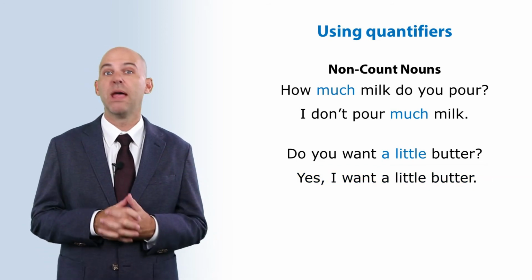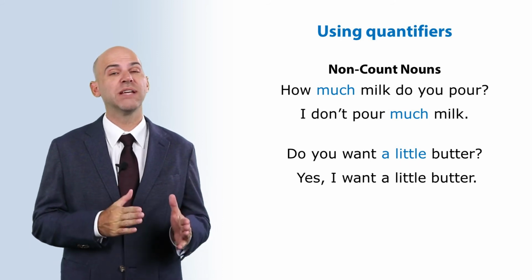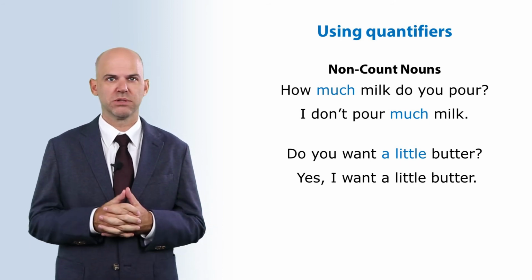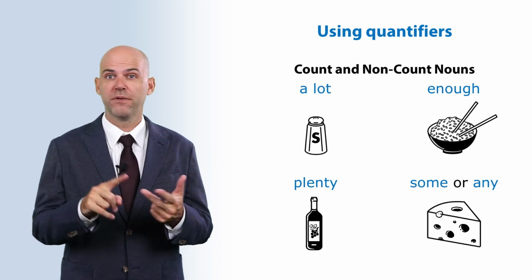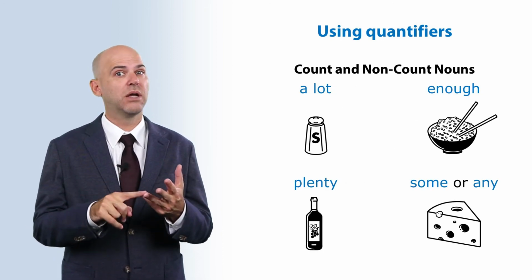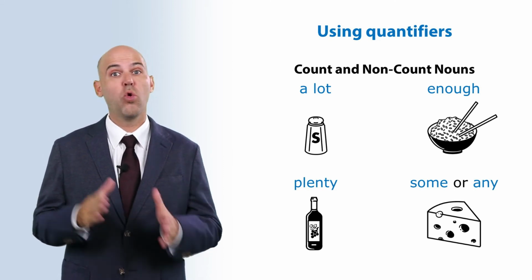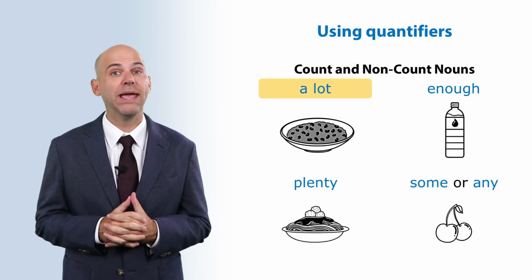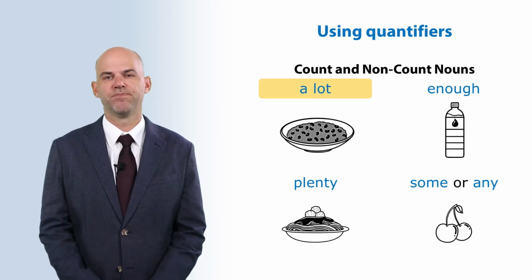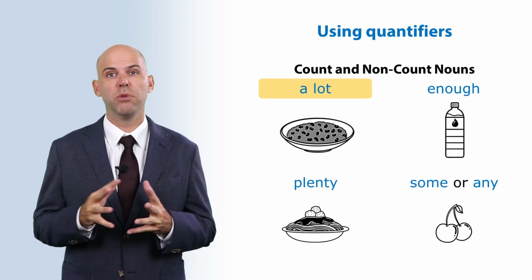Nice job. Now let's look at quantifiers for both count and non-count nouns. The quantifiers a lot, enough, plenty, some, and any can be used with count or non-count nouns. Here we have a lot of beans. A lot means a large amount or number.